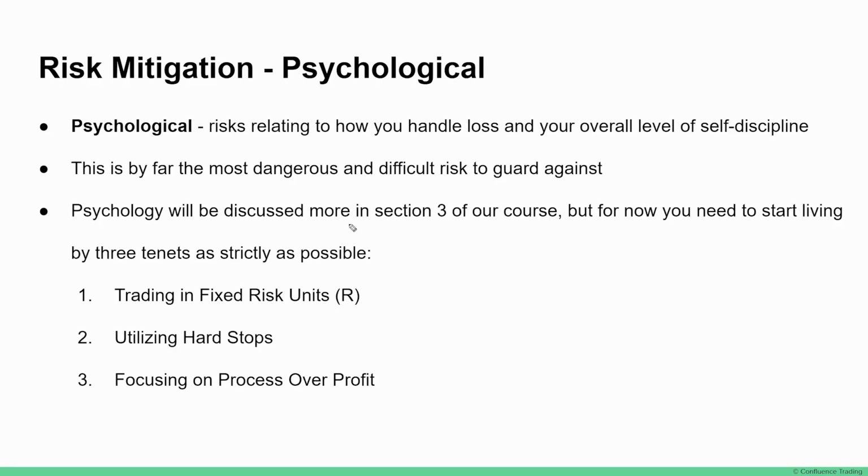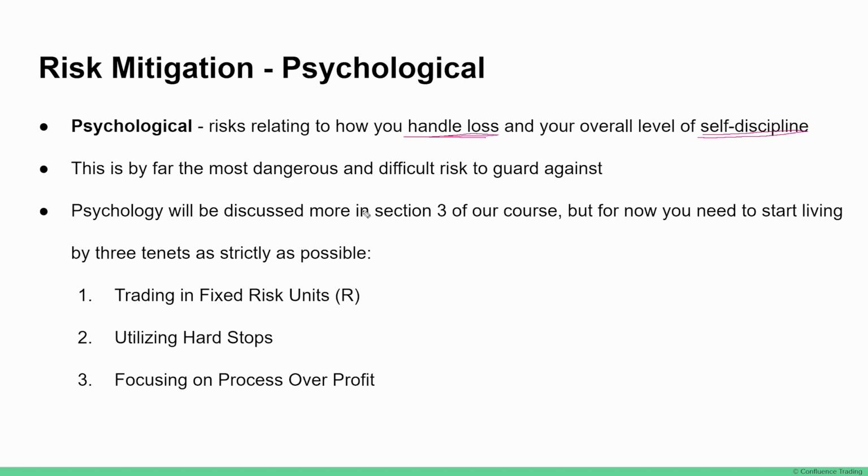The last risk that we'll talk about today is psychological risk. I'm not going to spend a ton of time on this because, again, we're going to cover it in detail in section 3, but psychological risk is related to how you handle loss, okay? And a big portion of it is how good your self-discipline is. So, in my opinion, this is by far the most dangerous risk because, again, it's internal to yourself. There's no system that you can put in place around it to really safeguard your own mind.